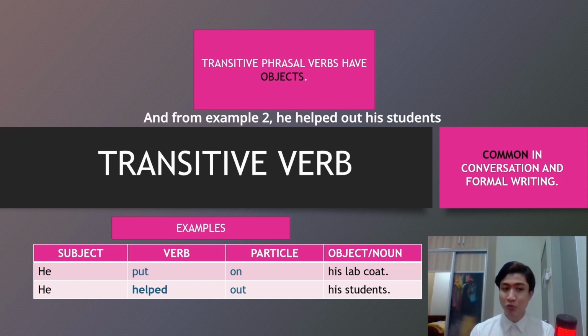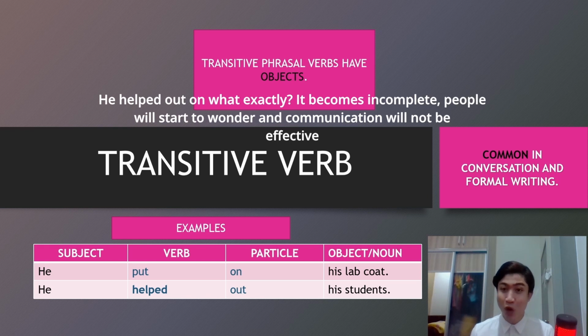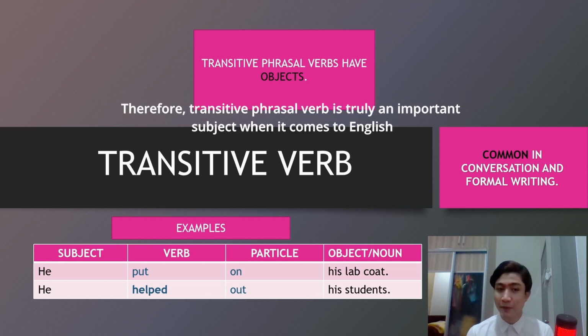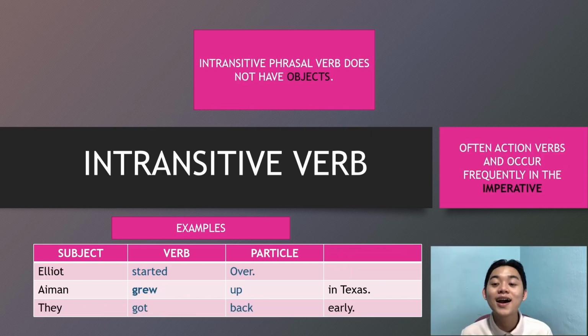And from example number 2, he helped out his students. Without the noun, he helped out on what exactly? It becomes incomplete. People will start to wonder, and communication will not be effective. Therefore, transitive phrasal verbs are truly an important subject when it comes to English.